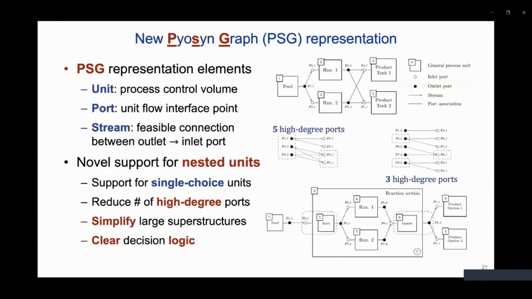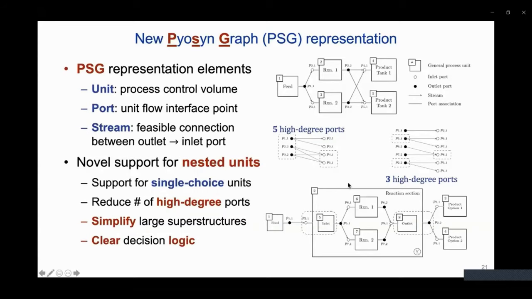Now, the Pyosyn graph representation is basically one where you have units, as you would in a superstructure. You connect them with ports, and the ports are then connecting the units with the streams, which give you feasible connections between the outlet and inlet. One interesting part here, and I'm not going to go into great detail, is that we can also support nested units. We can also support things like single choice units and especially reduce the large number of potential ports that you may have in larger superstructures. So we want a clean way of transitioning into logic.